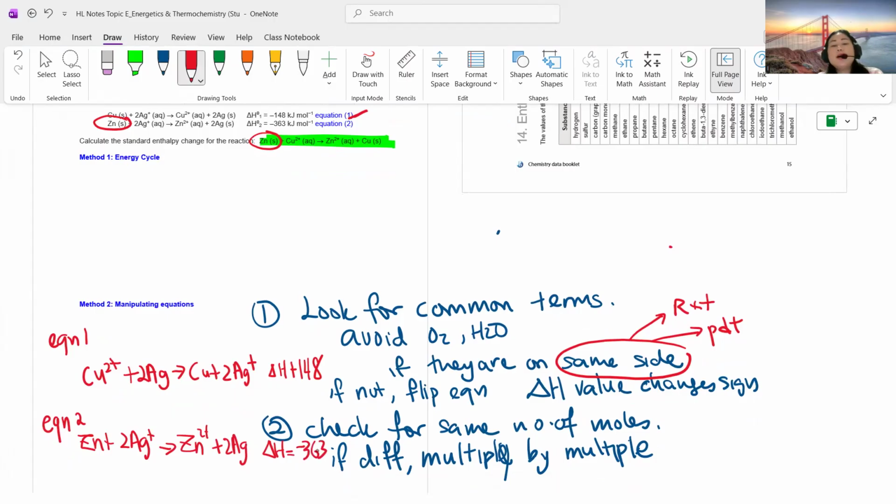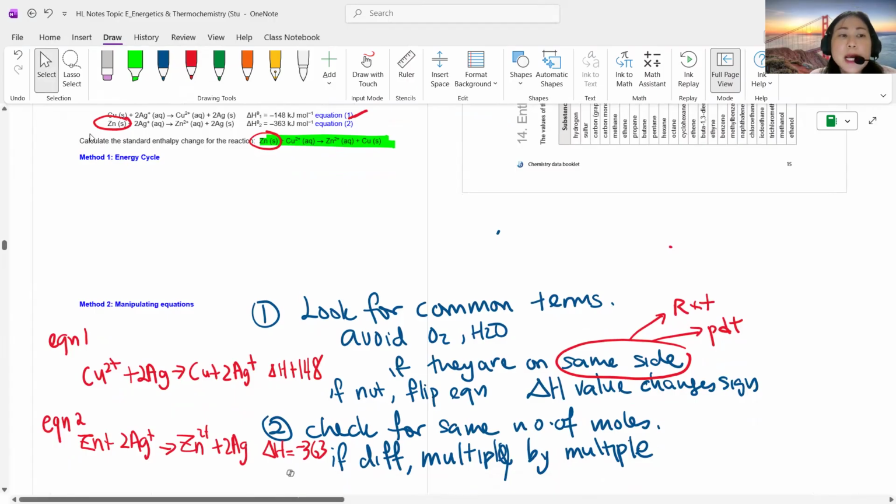Okay, so that's not all. Remember, that's only step 1. Step 2, I have to check whether they are the same number of moles. Correct? So just now was copper. Copper was 1 mole. My equation in green is also 1 mole. So both are correct. So that's good. Remember, check for same side, check for same moles.